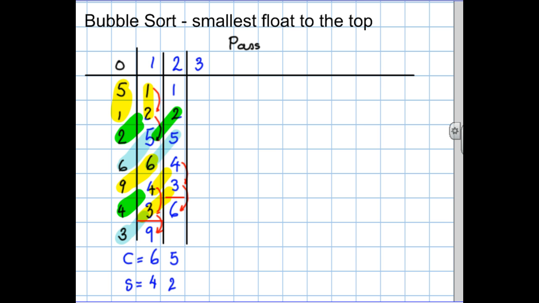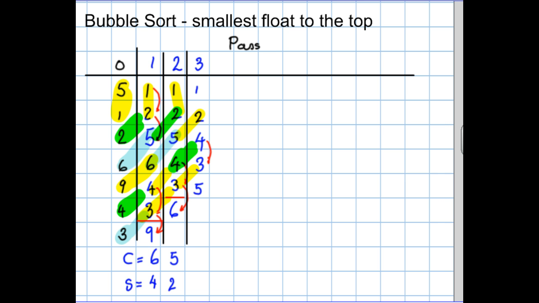So it compares 1 and 2, they're in the right order. It compares 2 and 5, they're in the right order. It compares 5 and 4, they're not. 5 comes before 4 at the moment, so what it does is it swaps positions. So 4 goes here and 5 goes here, and we've got a swap. Then it compares 5 and 3. 5 is larger than 3, so they swap. So 3 goes here, and 5 goes here.